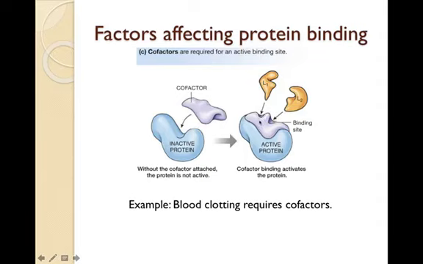Once the protein is activated by the cofactor and the ligand's binding, the protein will be able to do its job. And at the end of this protein doing its job, the cofactor remains unchanged. And the cofactor will release from the active protein and can then go and activate another similar type protein. An example of where cofactors are very much required are within the blood clotting proteins. Without certain cofactors, blood clotting cannot happen.